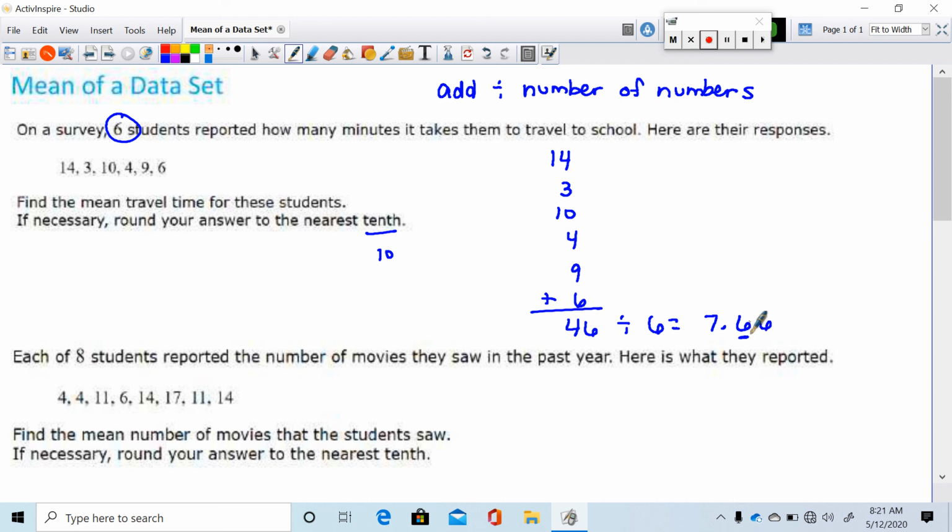Either it's going to stay like it is or it's going to go up 1. If the number next to it is 5 or larger, this will go up 1. So since the 6 next to it is larger than a 5, you do have to add 1. So it's not going to be 7.6, it's going to be 7.7 is the mean. 7.7 minutes.